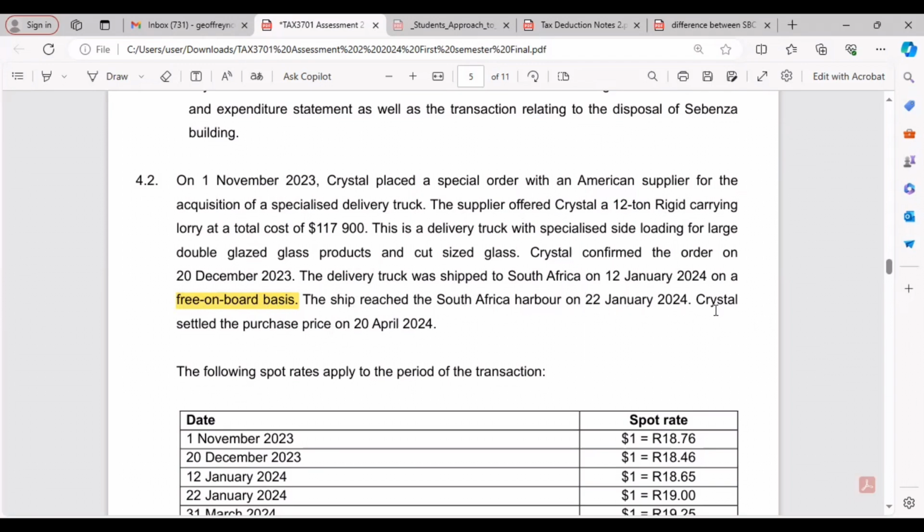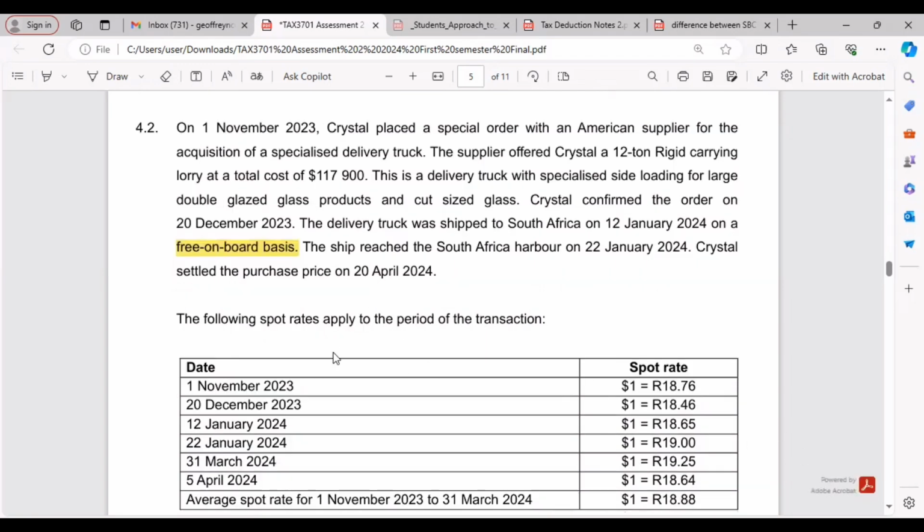We don't care about that. Crystal circled this one, yes, then we can consider that. Then they gave us the different spot rate. So remember, order date was 1 November. Ignore. 20 December. What happened? Crystal confirmed the order. Right. Freight on board date. Now we can talk.